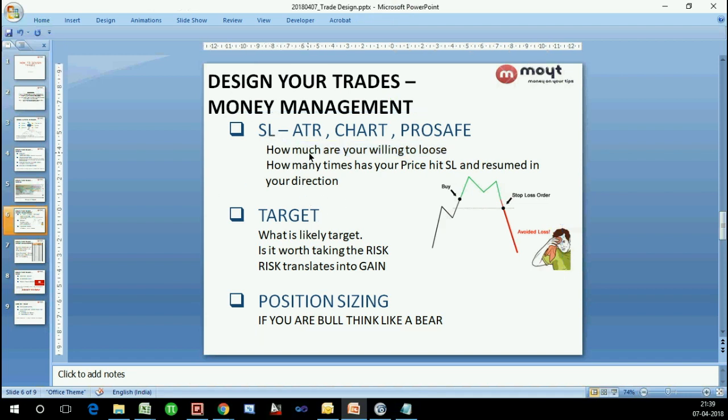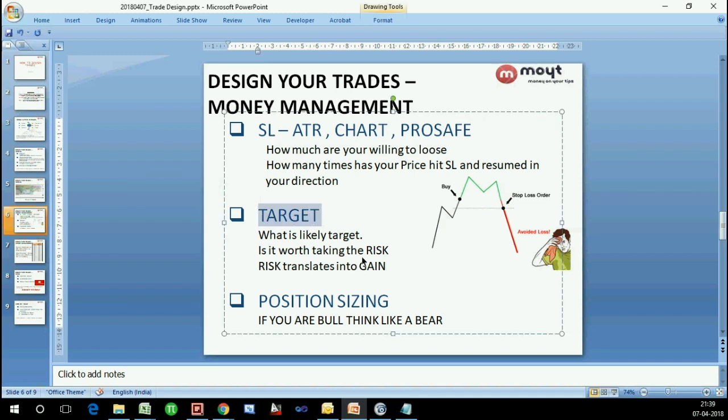So this is what stop loss is. Stop loss is very important. Before you decide anything, decide your stop loss. What is your loss, maximum loss? And then we look at the target. What can be a likely target, reasonable target?